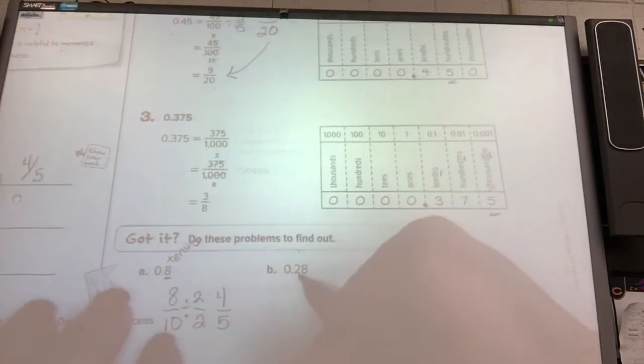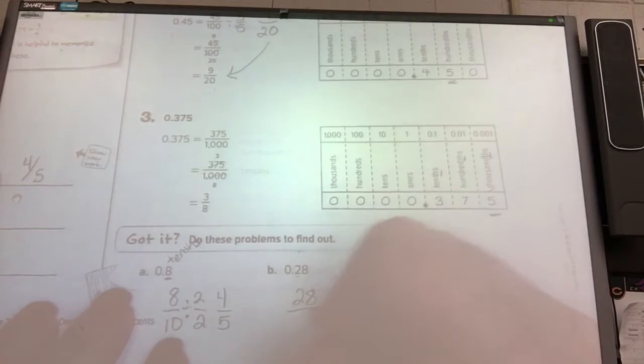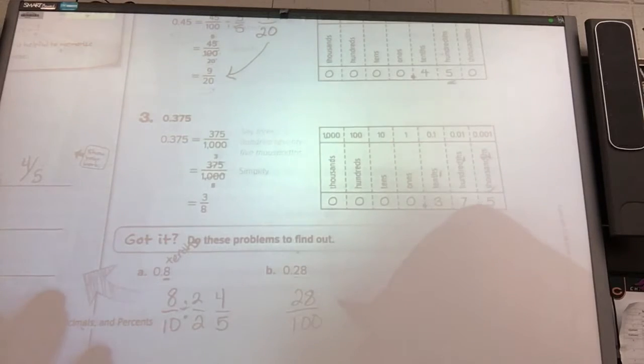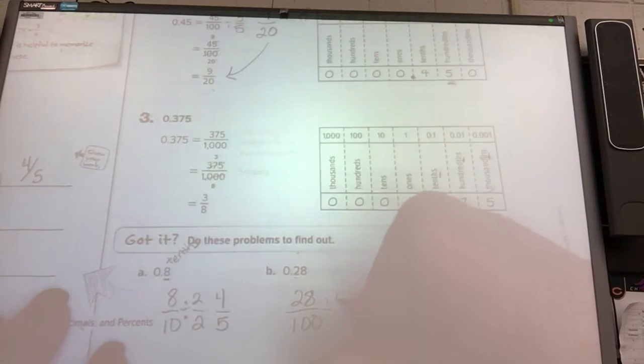Alright, 0.28 or 28 hundredths: tenths, hundredths. So hundredths means it's got to go over 100. Okay? I can reduce that. I know I can because they're both even numbers. But even better than that, let's see. I know it will go in there twice, but I think it can go in there 4 times. The only reason I'm saying that is I know that 4 times 7 is 28, and I know that 4 times 25 is 100.